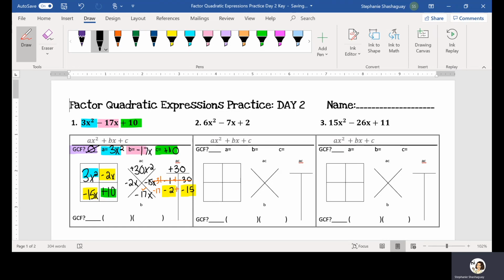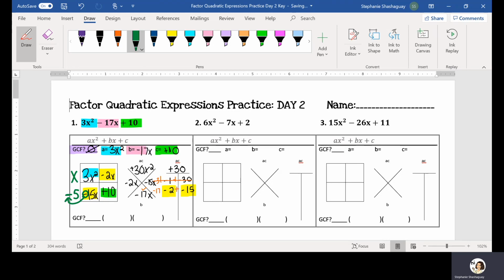Okay, now that I've filled in the area model, now I need to pull out the common factors. So on this left side here, I have 3x squared minus 2x. I can factor out of both terms an x. Going to my bottom row, I have a negative 15x and a positive 10. So I can factor out a negative, because this is negative, I'm going to factor out a negative 5.